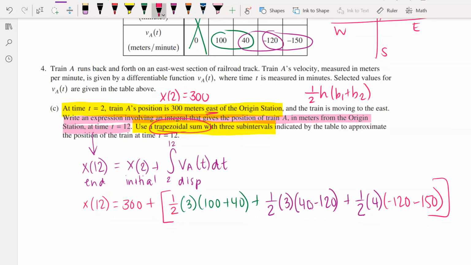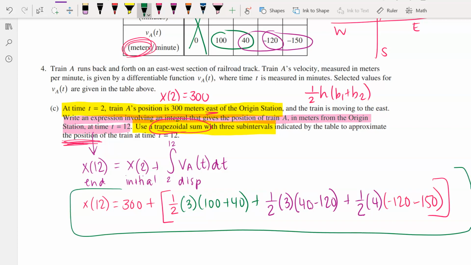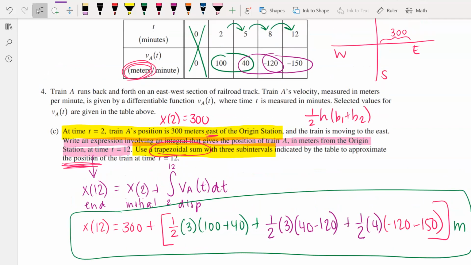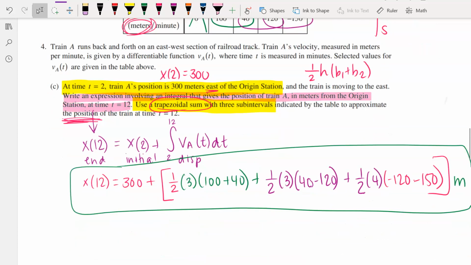We want to find the trapezoidal sum indicated to approximate the position. Position means we're in terms of meters. So what I would do is throw on a meters here at the end. And we would get our answer. We don't have to simplify. If we simplify, we'll be able to tell which direction we're heading, either east or west. But if you throw on your unit, you should earn your point.